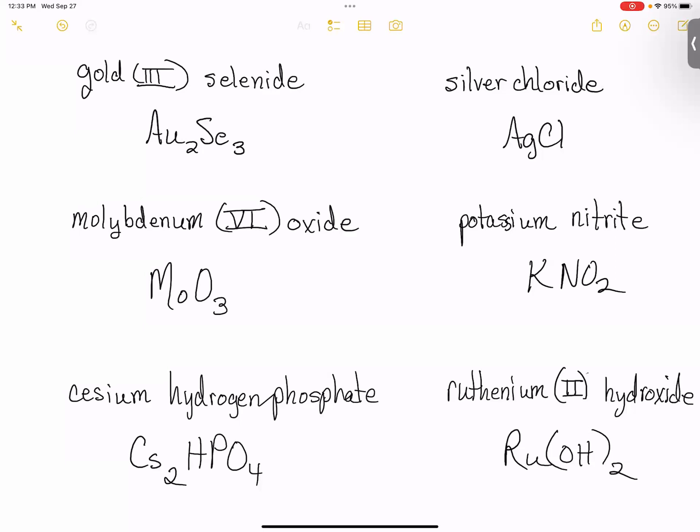So, the silver chloride, how come it's just AgCl and not Ag2Cl? Because silver is Ag and it's always a +1 charge. It's at the very bottom of the stair, and there's only one element in that portion of the stair, and it's a +1. It's the only one.